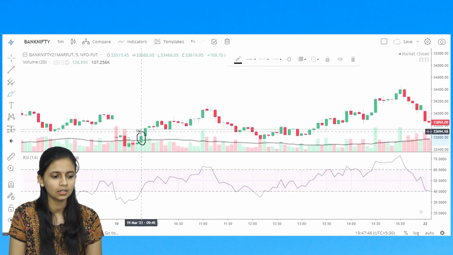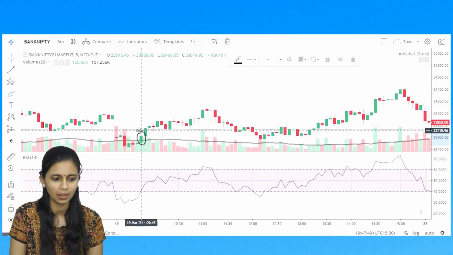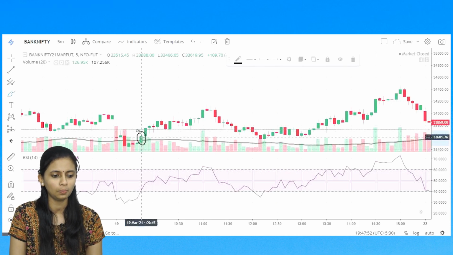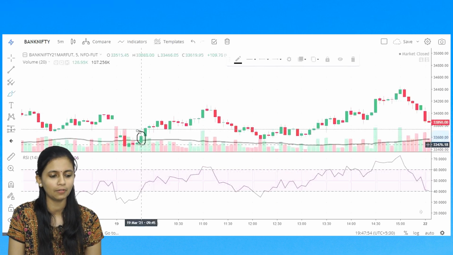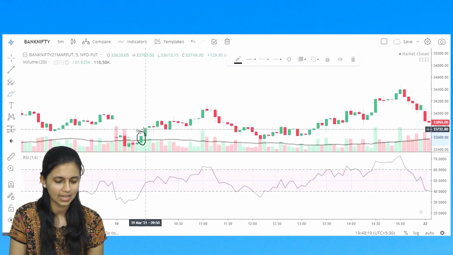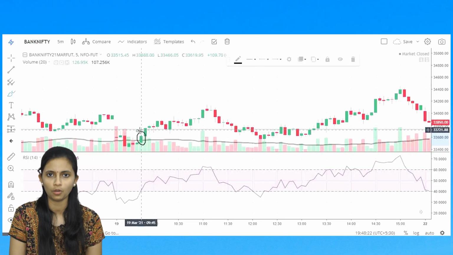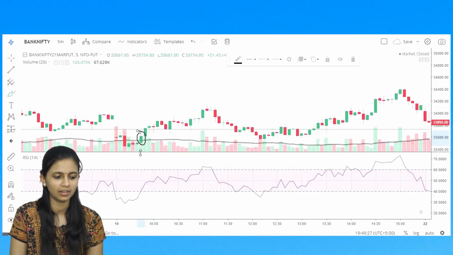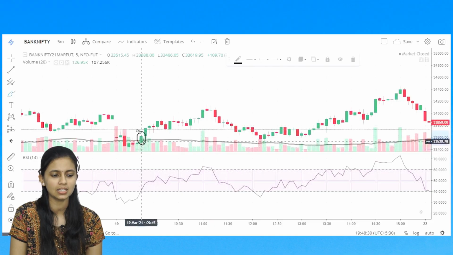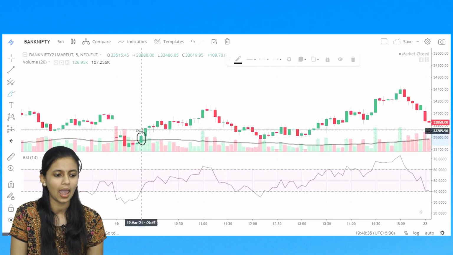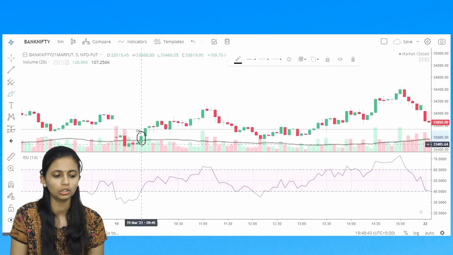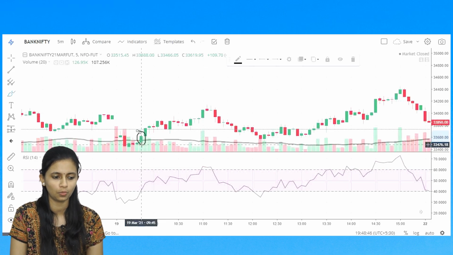Where will you enter? You will enter just above this candle, keeping a buffer of around 0.2, and the stop loss will be just below this candle, keeping a buffer of around 0.2. Above this candle's high, you will buy a call option. As soon as this candle closes, you will confirm whether the RSI is above 40, and if the RSI is above 40 and the volume is above the 20 days moving average, then above the high of this candle you will buy a call, and the stop loss will be just below the low of this candle, keeping a buffer of around 0.2.